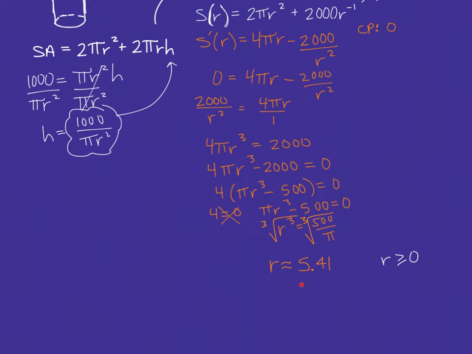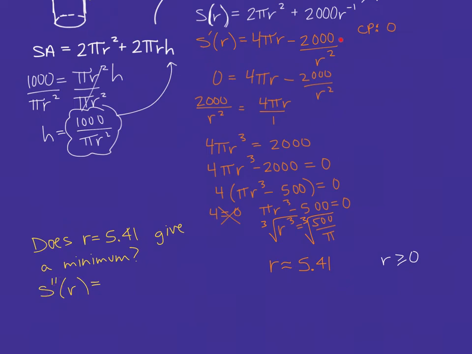So 5.41 is a totally plausible value for the radius. Let's test it out. And in this case, since we don't really have well-defined endpoints, I'm just going to use the second derivative test to ensure that this value of r would indeed give us a minimum. Using the second derivative test, I need to find the s double prime of r.